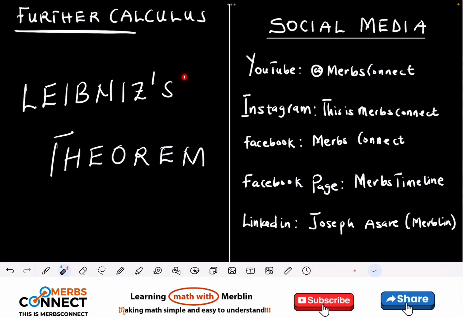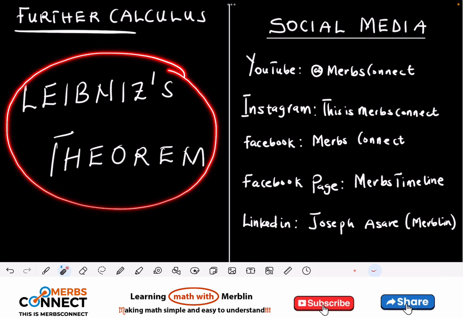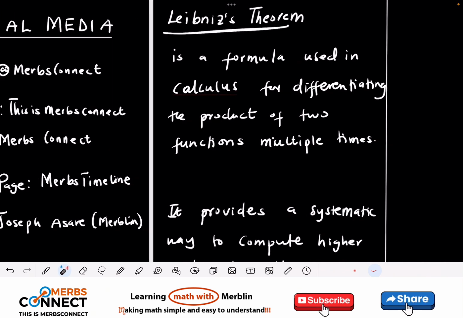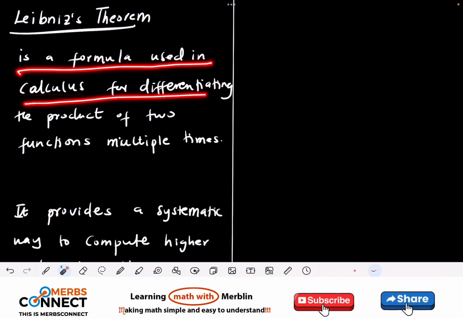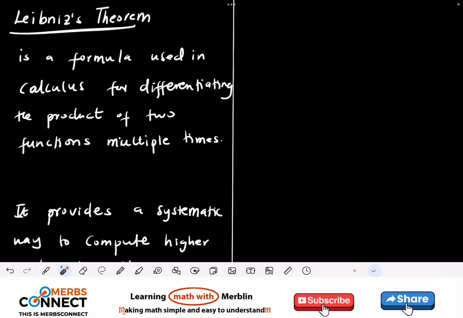And in this video, we are going to talk about Leibniz theorem. Let's jump right in. Leibniz theorem is a formula used in calculus for differentiating the product of two functions multiple times. So, we all know the product rule, right? Like finding the derivative of, let's say, x squared e to the power x. It's very simple, right? You just do it for the first time, then you are done.